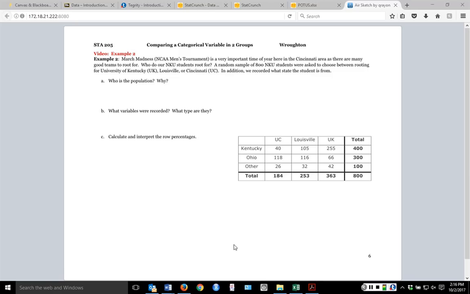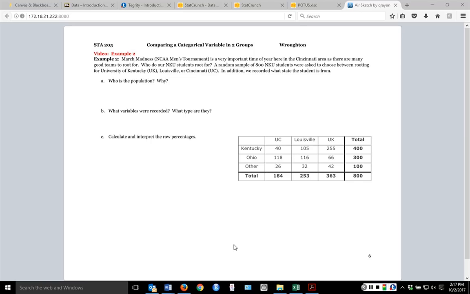It's an important time of year, especially I've realized since I'm new to this area, because there's lots of local teams that have a tendency to make it, including NKU last year. So who do our NKU students root for? We only give them a few options here. So we had a random sample of 800 NKU students, and they were asked to choose between rooting for the following: University of Kentucky, Louisville, or Cincinnati. In addition to that, we recorded what state the student was from.